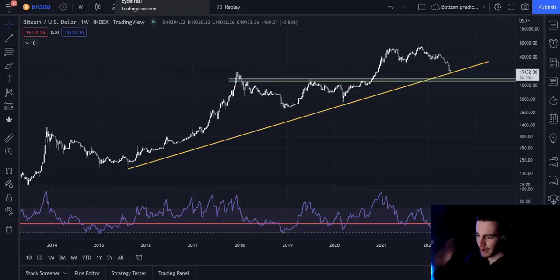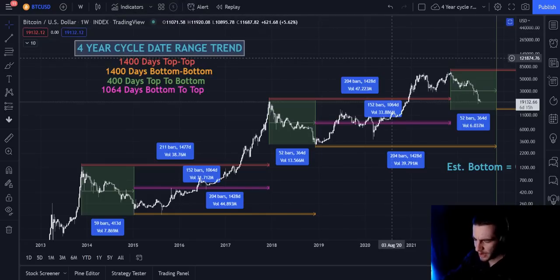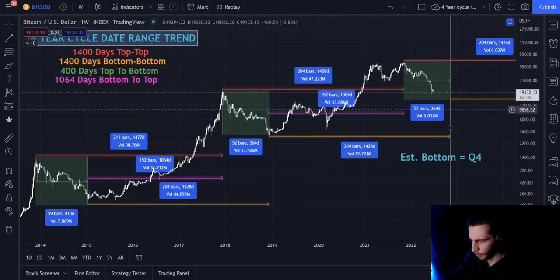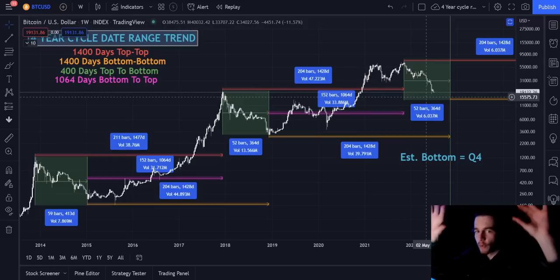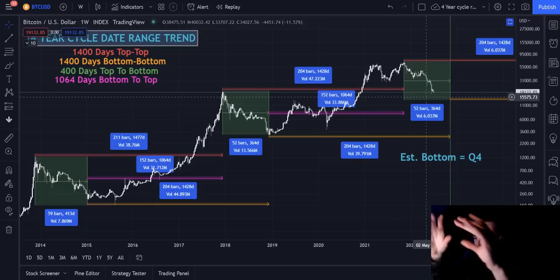And the reason for that is the macro situation. We've done macro analysis on many occasions. And also the 4-year cycle trend, which is indicative of a Q4 bottom. It's indicating a Q4 bottom as per the date range trend. So there's 2 data points there. There's 2 interesting things, and there's many data points within those data points. But those are kind of the overarching branches, and they go further and further down into the ground. And there's many points that you can point to.